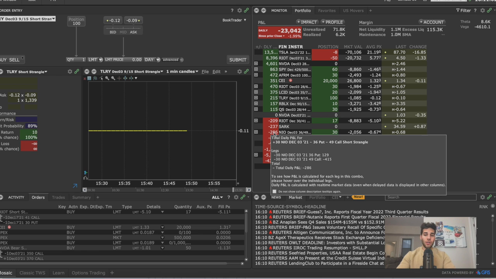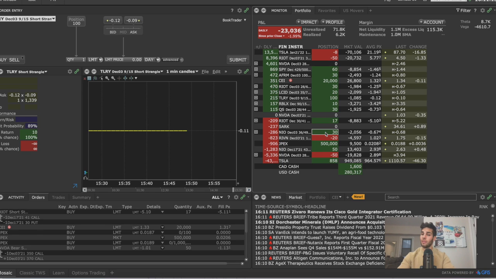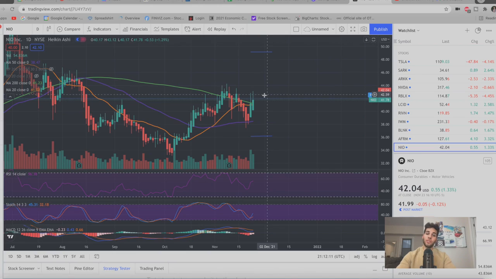Next trade is on NIO. I put this trade on yesterday. It's the 36 strike put and the 49 strike call short strangle expiring next week, December 3rd. We did 30 contracts and we collected $2,000 for this one. Now the reason we went so high on the call side is because NIO and XPeng had been basically doing nothing while all the other EV stocks have been going on a parabolic rise.